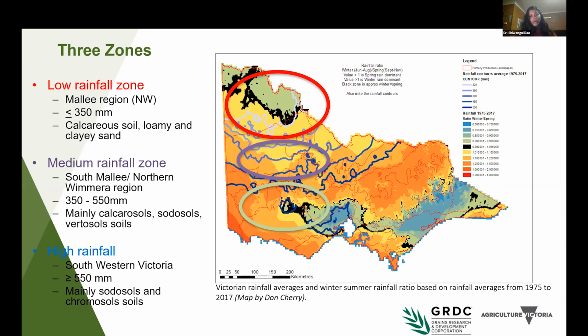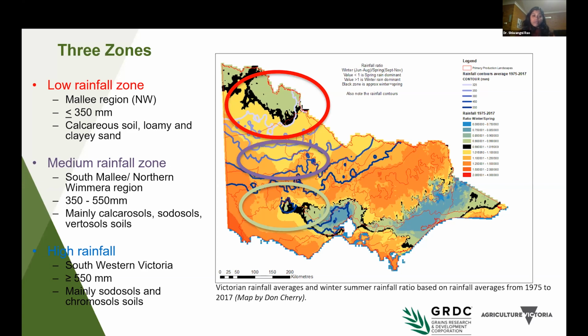And though they look very small on a scale of, say, the country, they do have very diverse microclimates happening within the region. And you can divide these into low, medium, and high rainfall areas. In the low rainfall area, the rainfall is less than 350 mm. The soil is very sandy and calcareous, and drought is the main constraint.